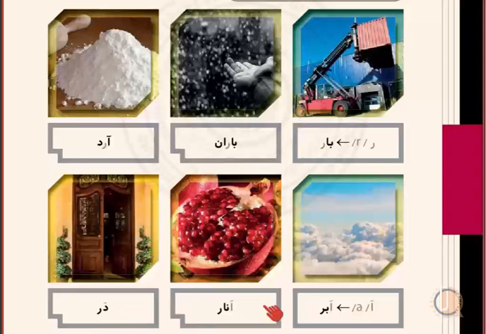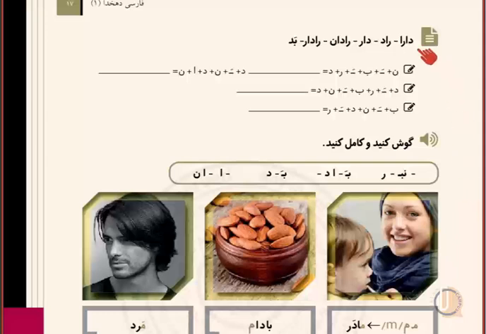Try to read these words. Dara, rad, dar, radan, radar, bad. Some of them are names of people and the other ones really have meanings. For example, bad is bad in English, or radar is radar in English.